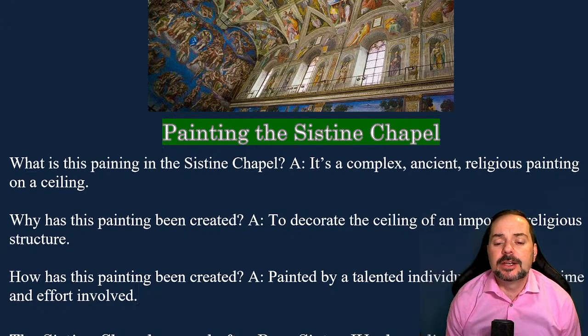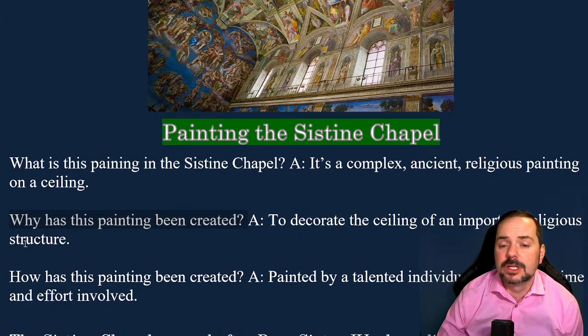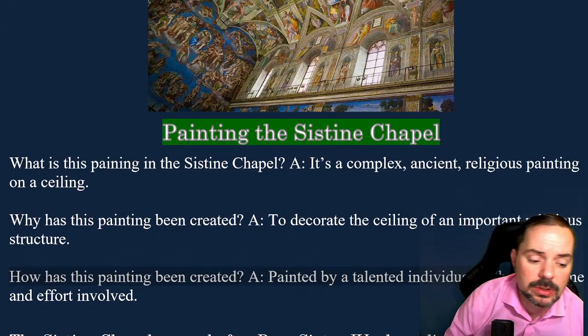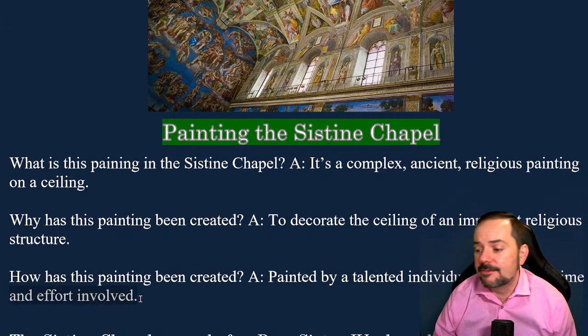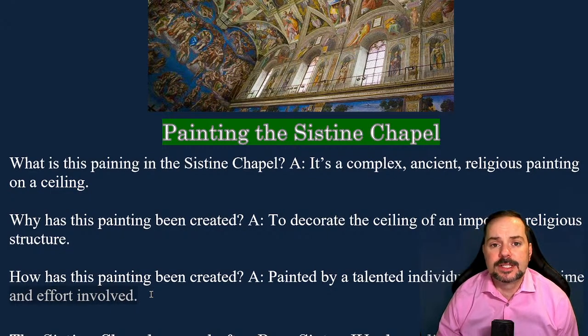So here, again, let's go over these questions and answers. So what is this painting in the Sistine Chapel? It's a complex ancient religious painting on a ceiling. Why has this painting been created? To decorate the ceiling of an important religious structure. How has this painting been created? It's painted by a talented individual with lots of time and effort. Okay, so simple concepts, all right?